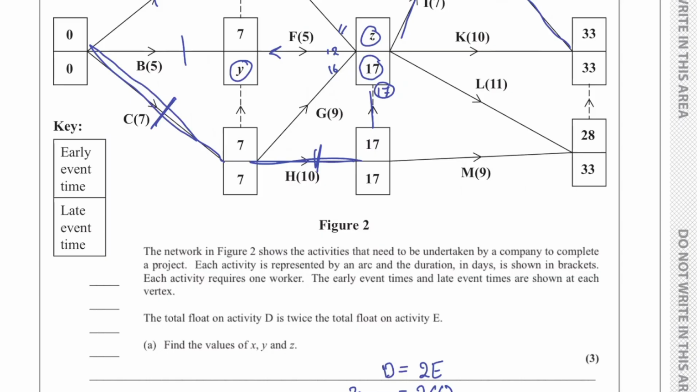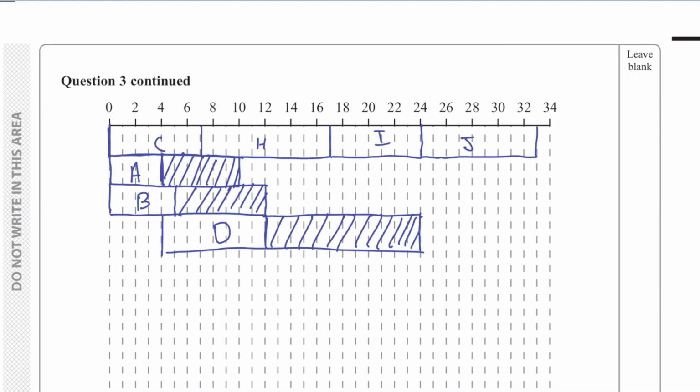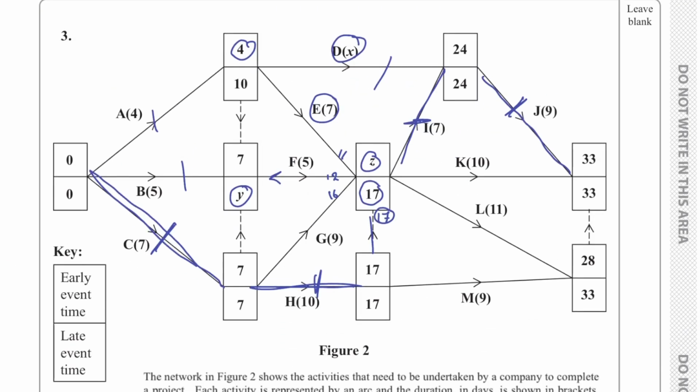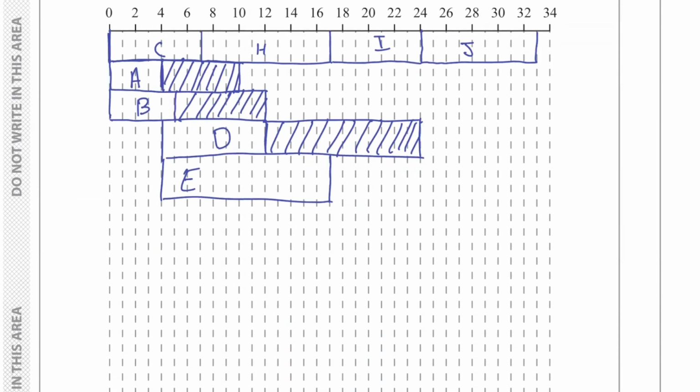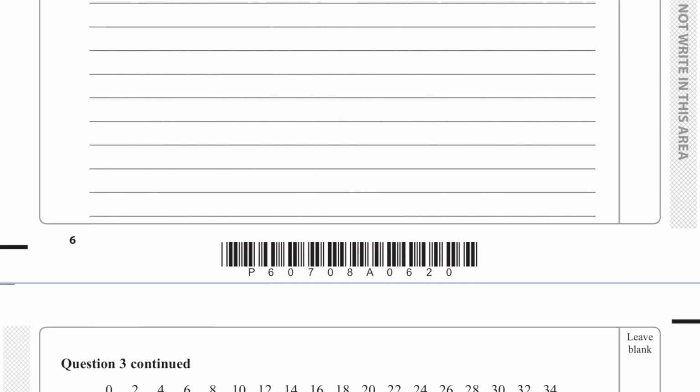E starts at 4, ends at 17, and it has a duration of 7. So 4 plus 7, that's going to be 11. So we're going to draw a line here at 11. And the rest is going to be float.